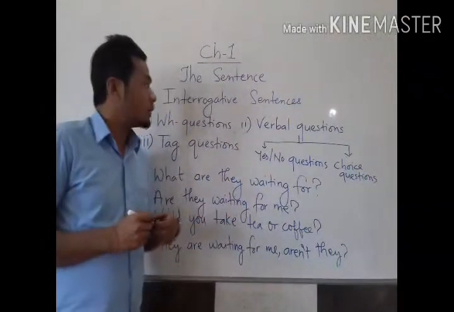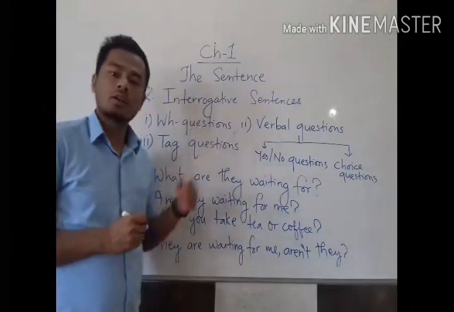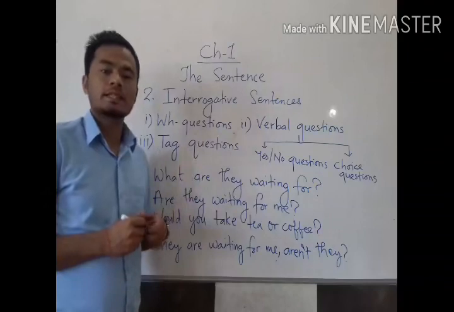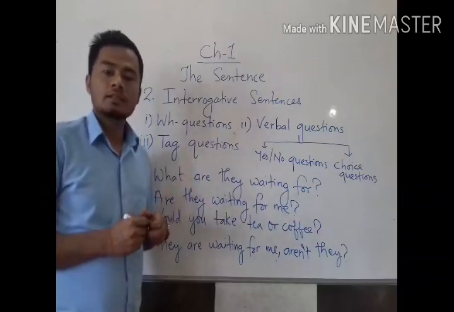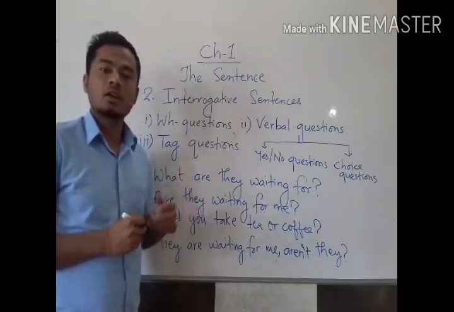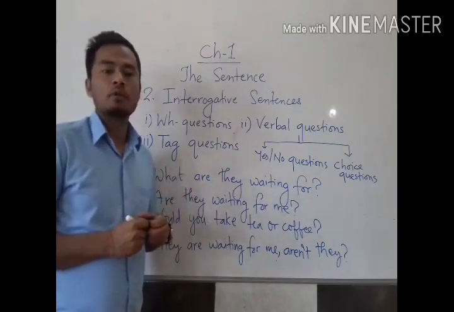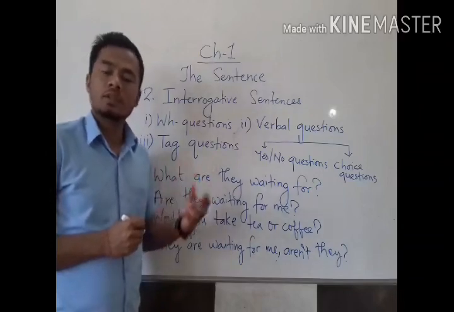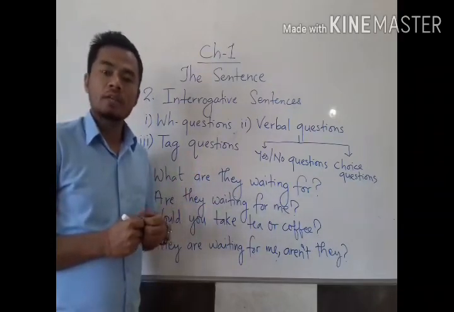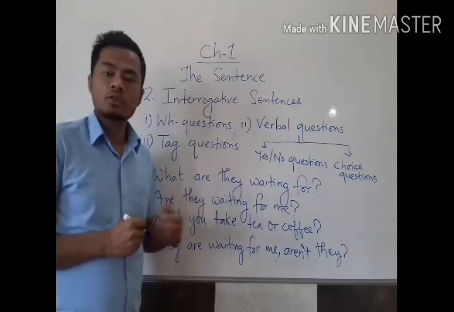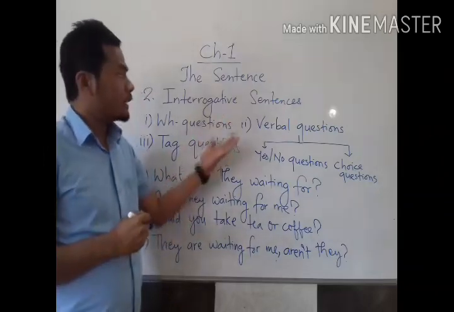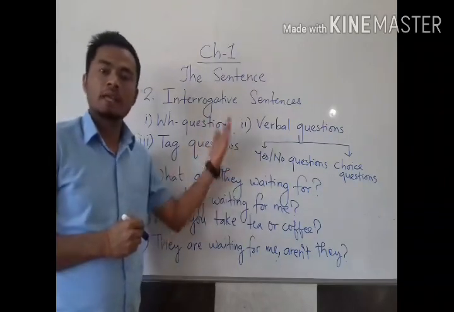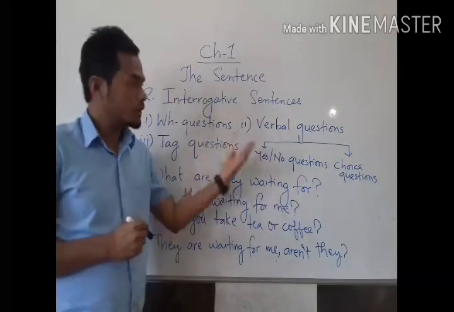Now we will discuss interrogative sentences or question sentences. Interrogative sentences are also called question sentences because they ask us something. They ask us a question for which we have to reply or give an answer. Questions are also sentences because we understand them and we give answers to those questions. Interrogative sentences end with a question mark, because they are questions.